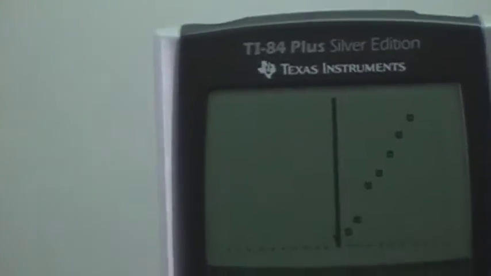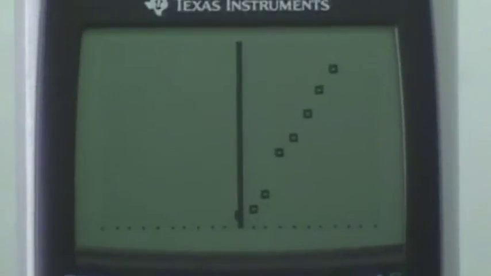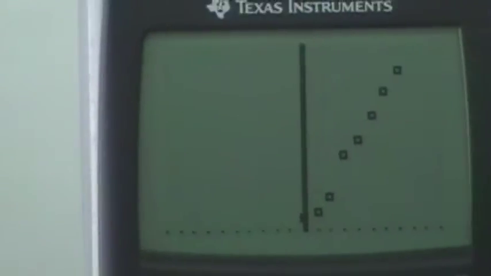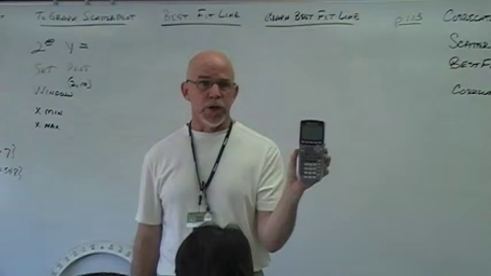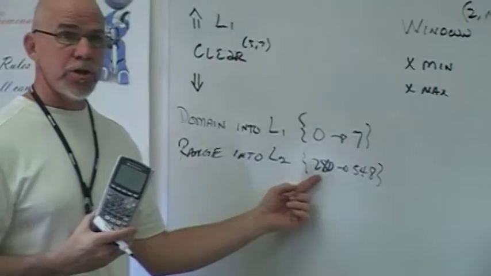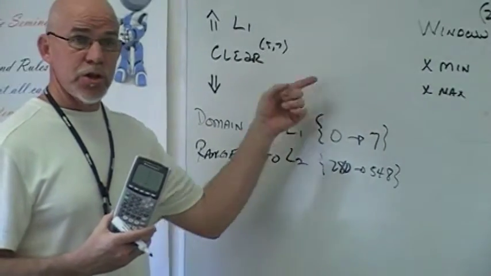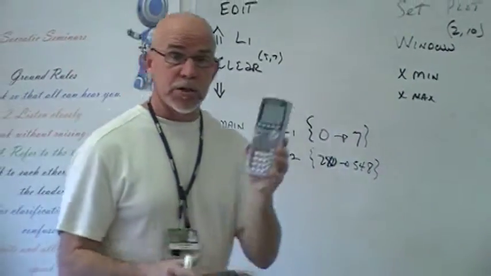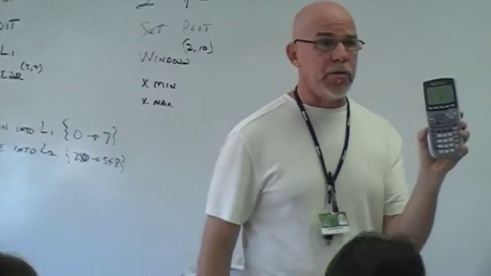You have your vertical axis, do you see one of the dots kind of sitting on it? Yeah? Why would you have a dot on the axis, on the vertical axis? My dots aren't like that. Because your window's different. Because one of your x's is a 0. The first number in your list of L1 was 0. First number in your L2 is 280. That's your Y intercept. That's the crossing of the y-axis. That's why you have one on there.